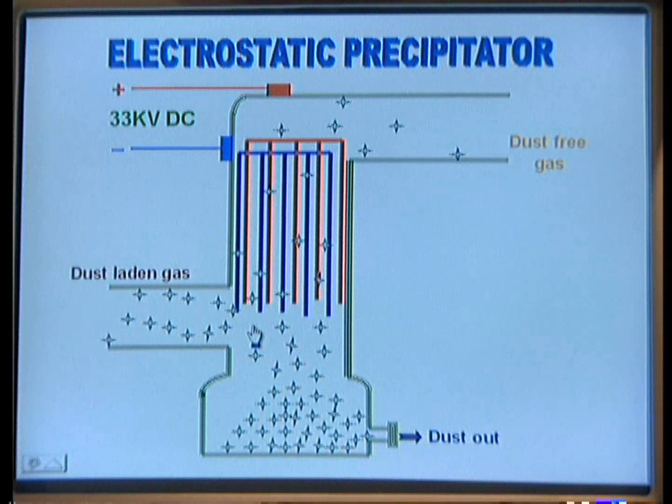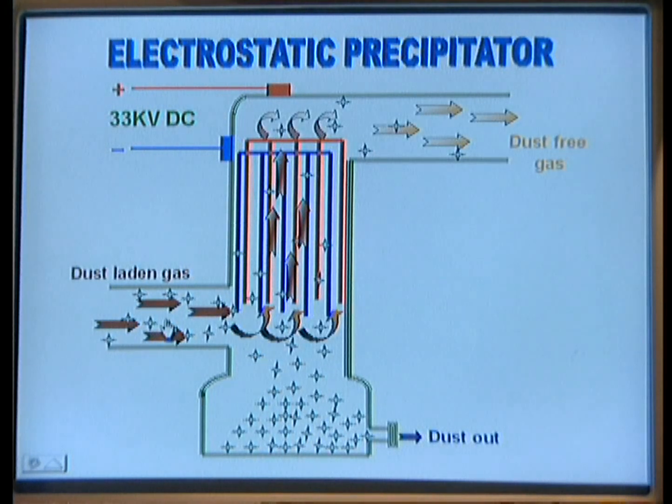If the ionized gas further enters near the collecting plate, the strong electrostatic field exerts a force on the positively charged particles, and they are diverted towards the ground plates, where they are attracted. After that, we can remove this dust by the shaking method. This is the basic idea of electrostatic precipitators. You can see dark arrows coming in and light arrows going out. So this is the basic idea of the electrostatic precipitator.